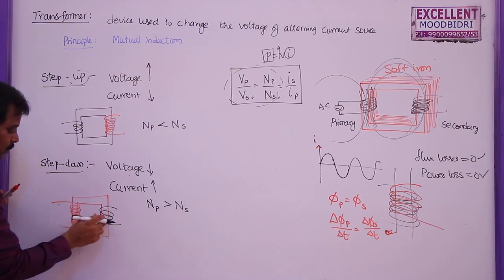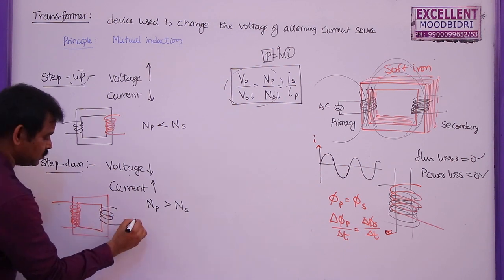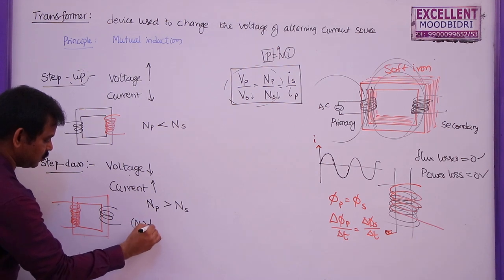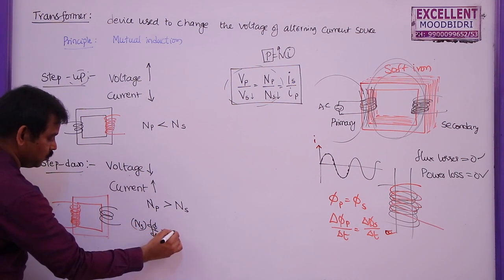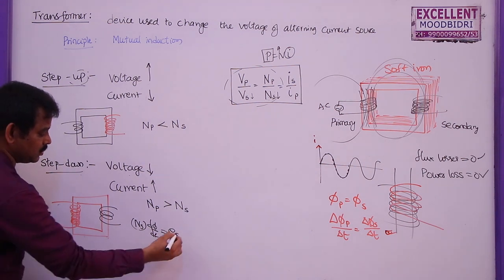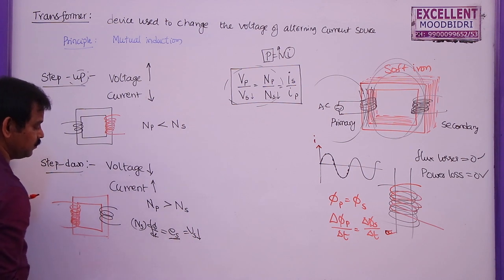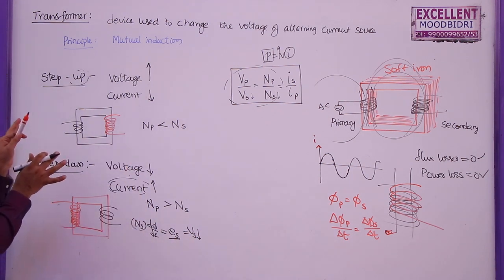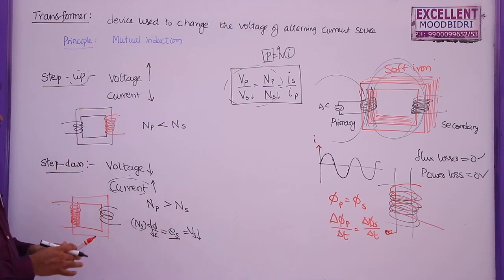Due to less number of turns, the flux linked with the secondary coil will be less. So flux linked with the second coil will be NS into d phi by dt. And as it is less, the output of the secondary coil will be less, and as a result voltage in the second coil will be less. As a result, the current increases. So this is how we can divide this transformer into step up and step down transformer.